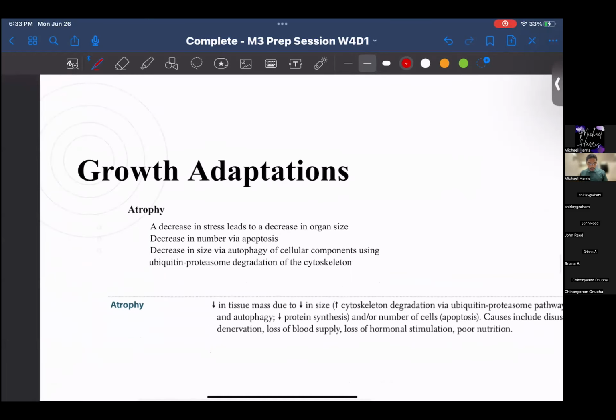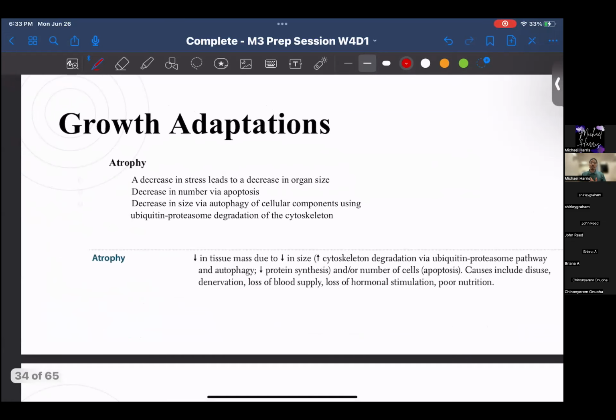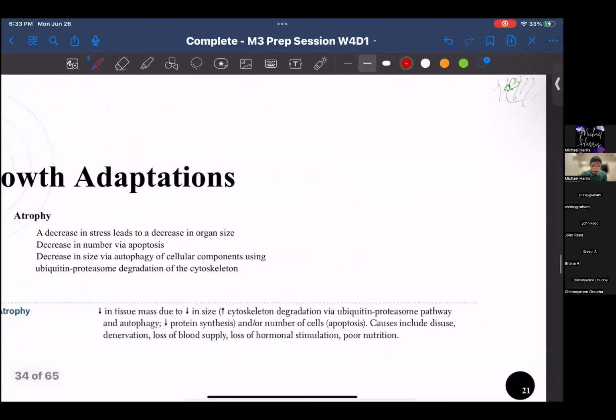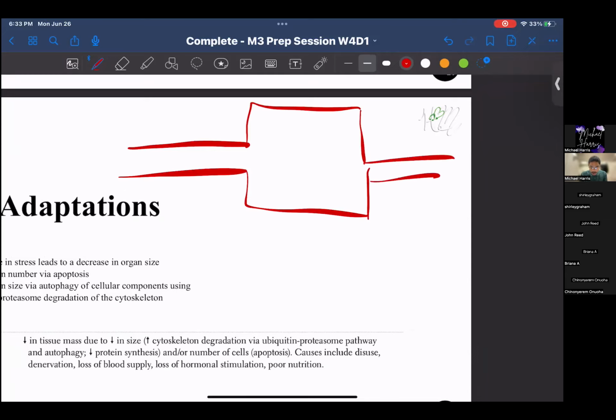Now, the next thing is atrophy. Atrophy mainly happens whenever you have a decrease in nutrients to a tissue, which makes sense because think of this. If you have a tissue here, like your organ, like the heart, and all of a sudden you have decreased blood supply, what do you think is going to happen when you don't get food?